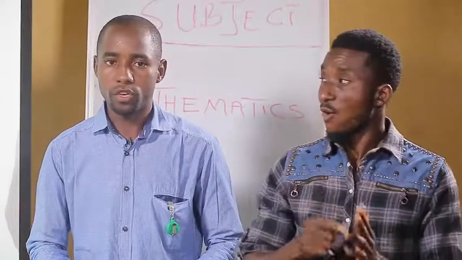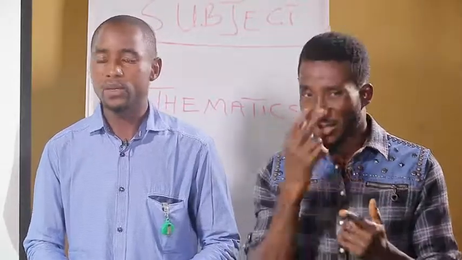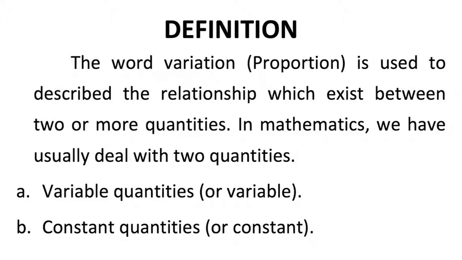First, let's see the introductory aspect of variation. We said the word variation, or simply proportion, is used to describe the relationship which exists between two or more quantities. And in mathematics, we usually deal with only two quantities. The first one is variable quantities, known as variables, or constant quantities, known as the constants.